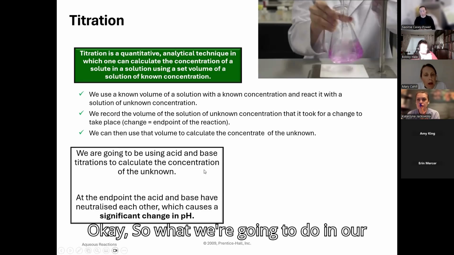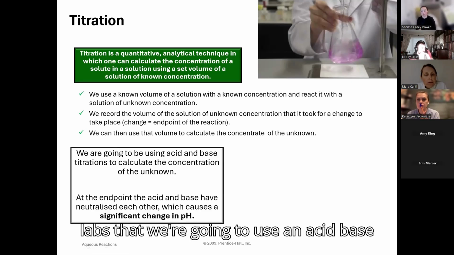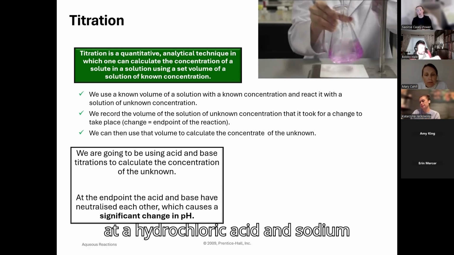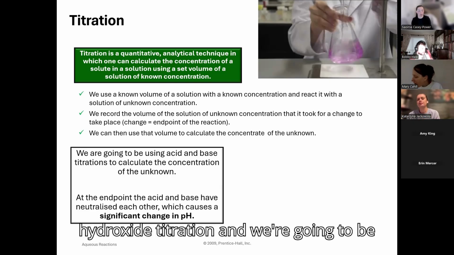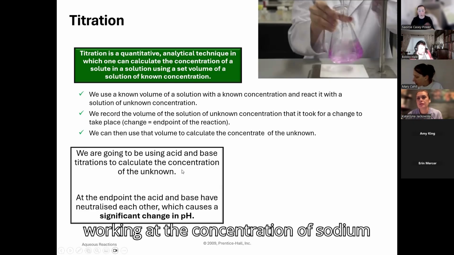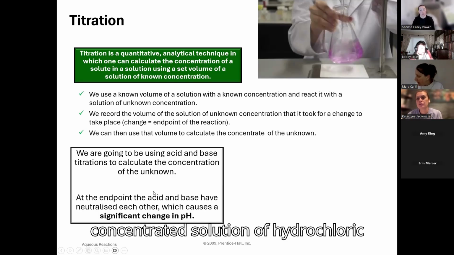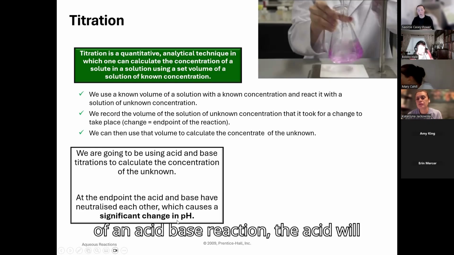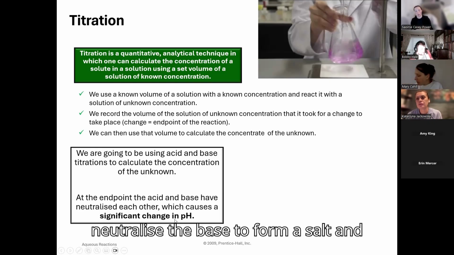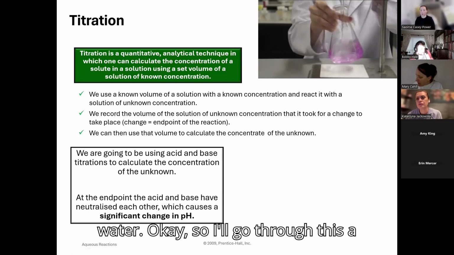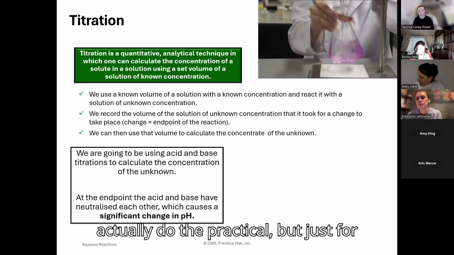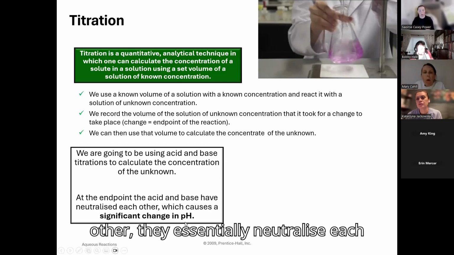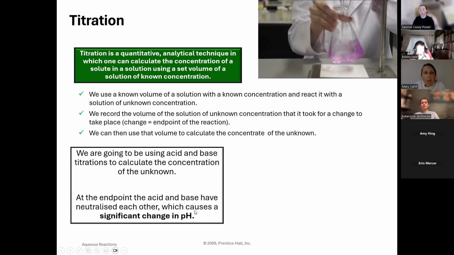In our labs, we're going to use an acid and base titration. We're going to be looking at a hydrochloric acid and sodium hydroxide titration, working out the concentration of sodium hydroxide using a standard solution of hydrochloric acid. Over the course of an acid and base reaction, the acid will neutralize the base to form a salt and water. I'll go through this in greater detail when we actually do the practical, but for now, when an acid and base react with each other, they essentially neutralize each other to form a salt and water.